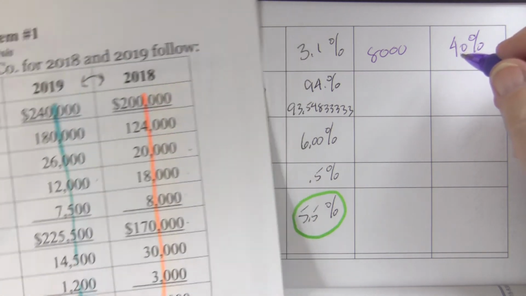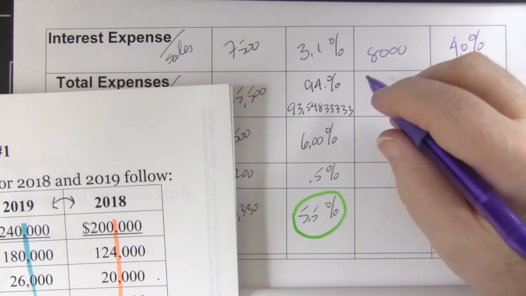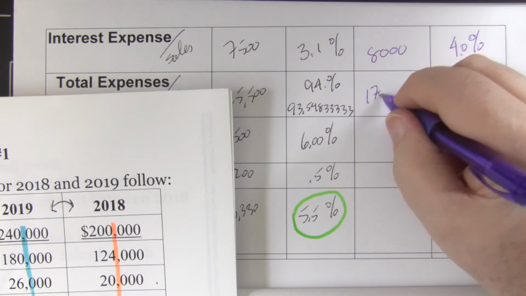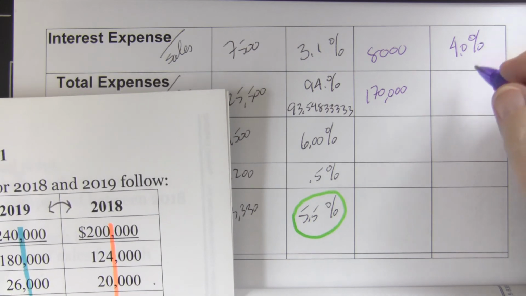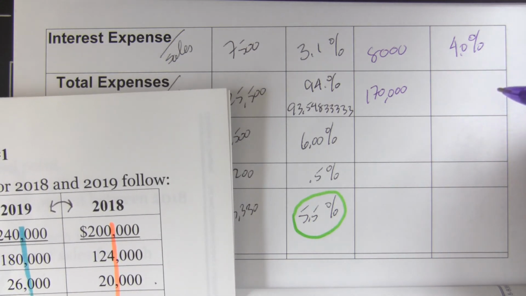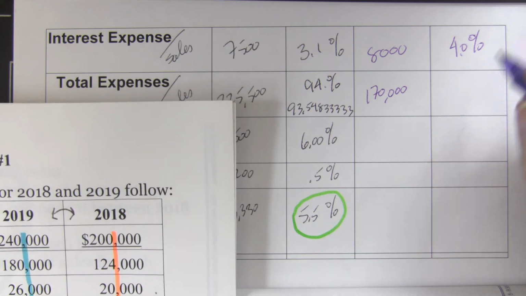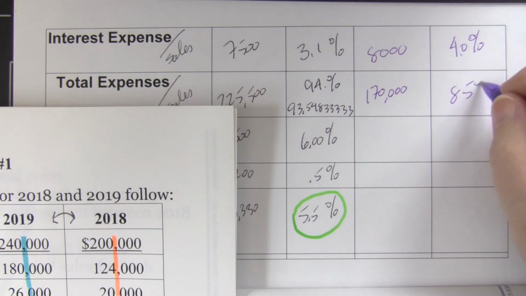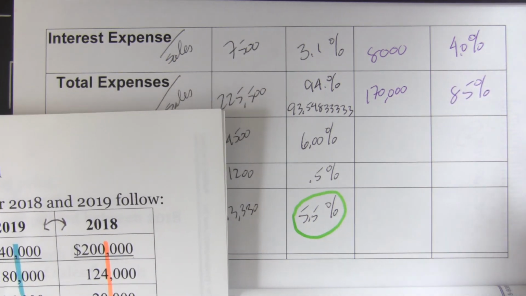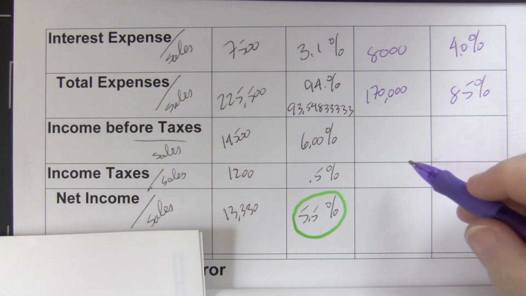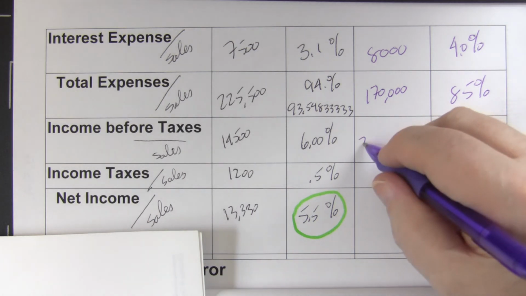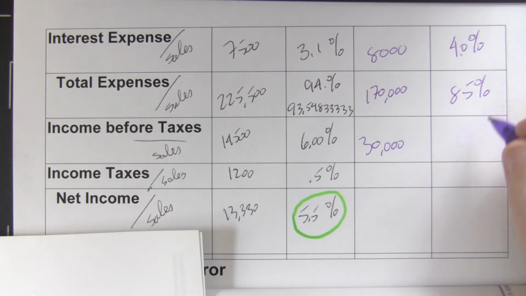Our total expenses last year were $170,000. Divide that by 200,000, and our total expenses last year were 85% of sales. You see where there's some numbers here that you're going to want to talk to your staff about. Last year our income before tax was $30,000. That's 15% of sales.